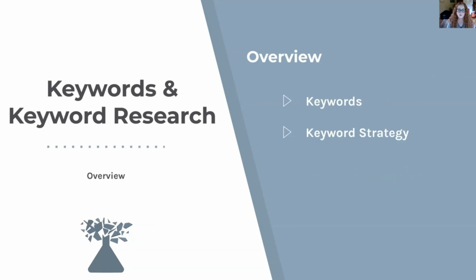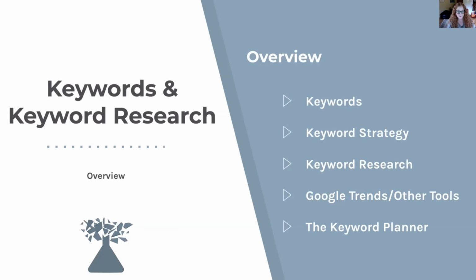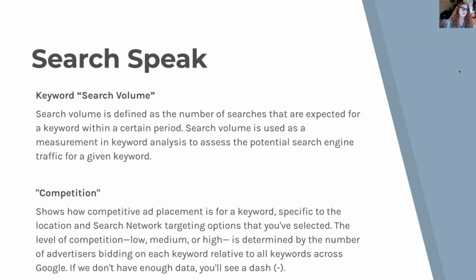Our full overview is that we're going to talk about keywords, keyword strategy, keyword research, Google Trends and other tools, and the Google Keyword Planner. Now, Google Trends and the Google Keyword Planner are the things we actually use to test the keywords we pick. We're going to talk a little bit of search speak. You're learning a whole new language. There's going to be a lot of new terms, but over time you're going to get it.